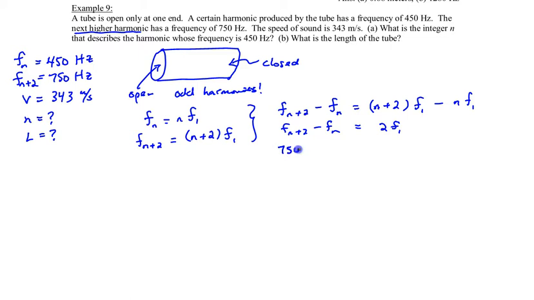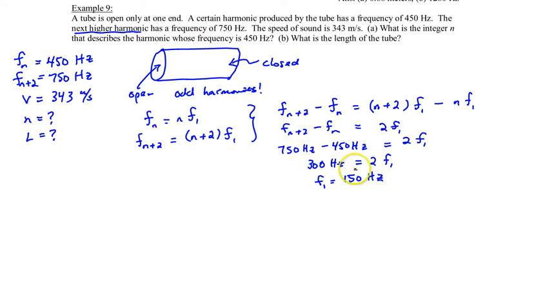So 750 hertz minus 450 hertz will give you twice the fundamental frequency. So 300 hertz. That would really give you the second harmonic, which we don't get in a closed-at-one-end situation. So now we know the fundamental is 300 hertz divided by 2. That's 150 hertz.